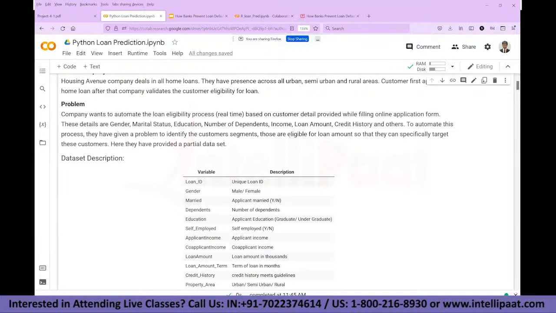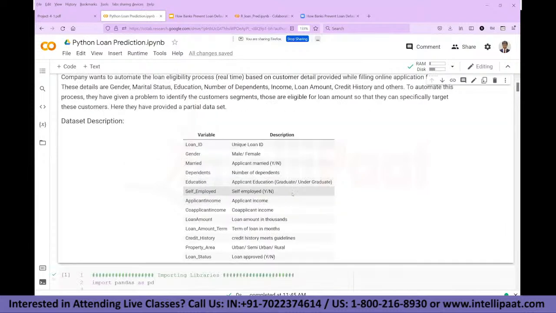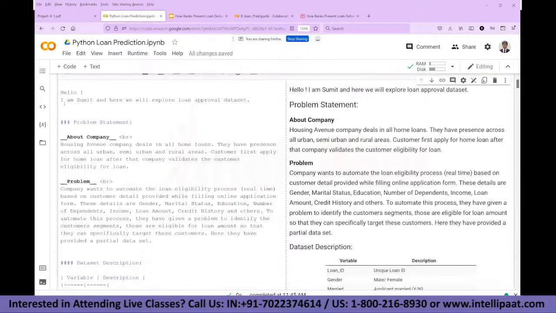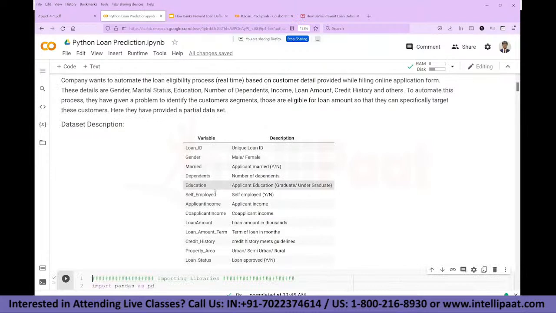Here they have provided a partial data set, right? So the data set has loan ID, gender, is he married or not, does he have any dependents, and similarly education, self-employed, what's his income, what's his co-applicant's income, what's the loan amount he's asking for, what's the loan amount term he's looking to pay over, his credit history, his credit score, and property area, and loan status, loan approved, yes, no, right? So this is how the data set is distributed.